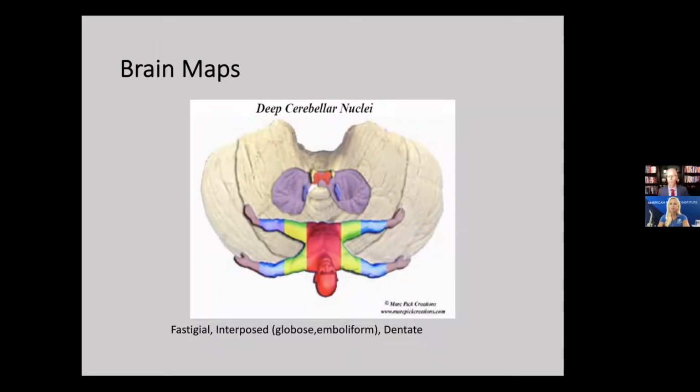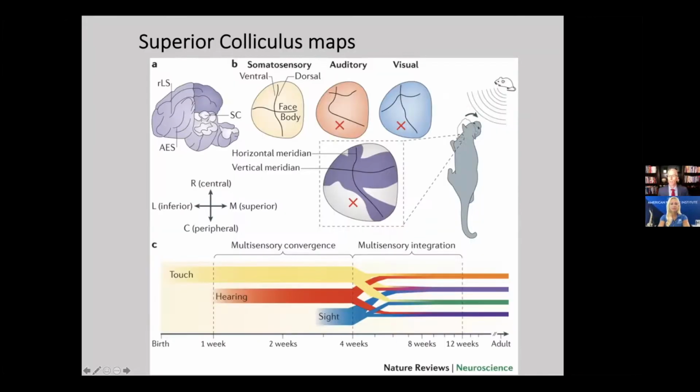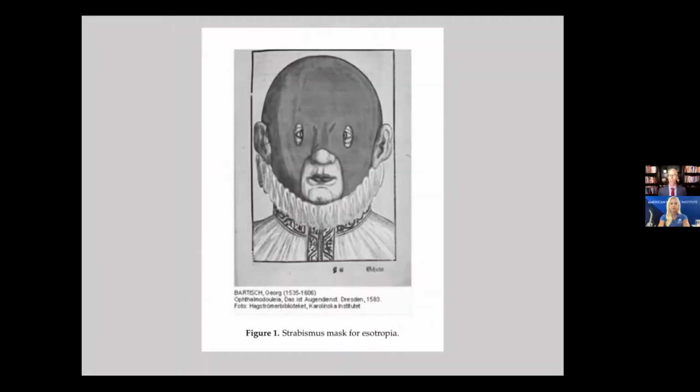Here's another map on the deep cerebellar nuclei, some somatotopic maps in the cerebellum, and also the superior colliculus in the upper brainstem. So you can find these maps in multiple areas, and the way that this brain changes when you're having chronic pain is that basically those maps are lost or altered, we'll say.